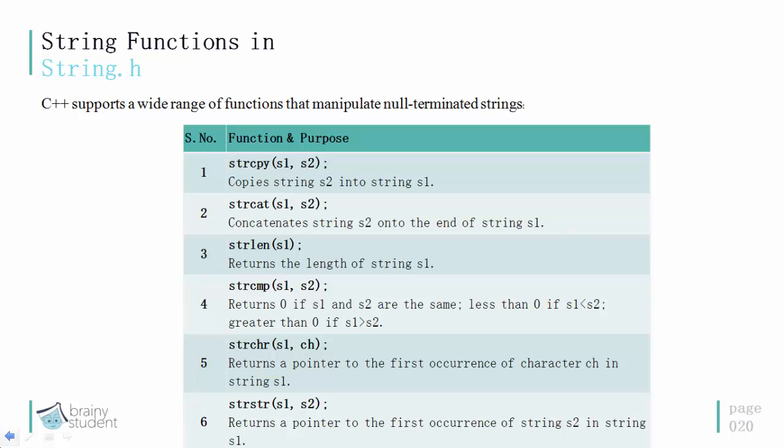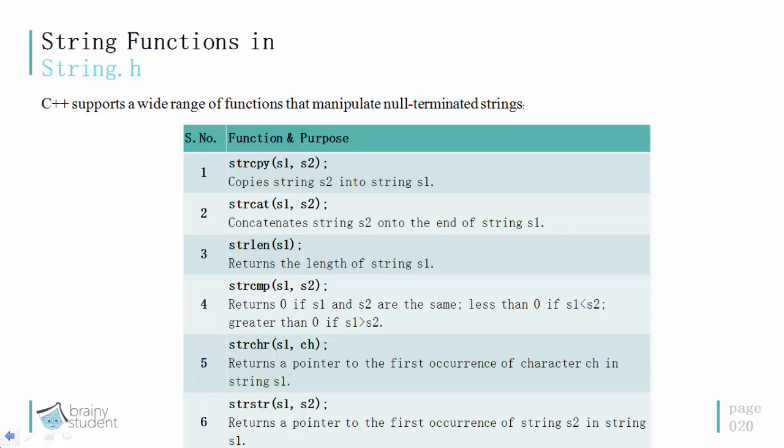And then we have strcat. It concatenates string s2 onto the end of string s1. First s1 will be there, and then string s2 will be placed just after s1. So if I write hello student, the first string s1 is hello and the second string s2 is student. So after hello I will get the string student using strcat.